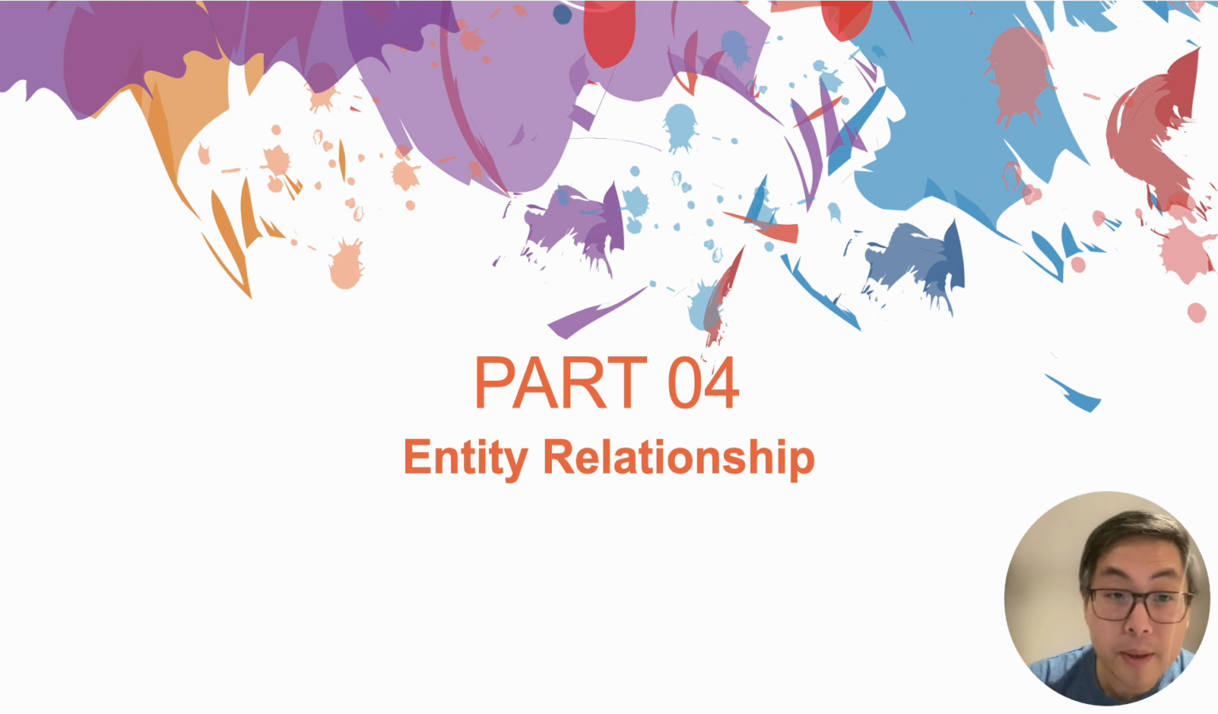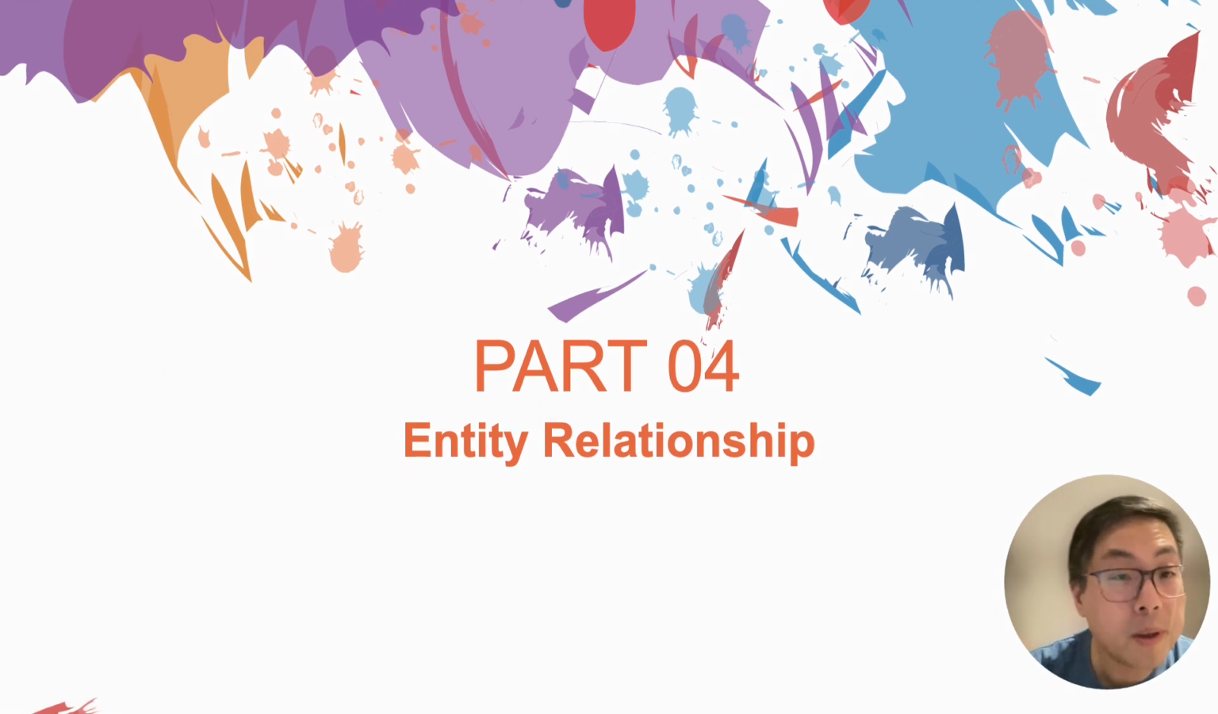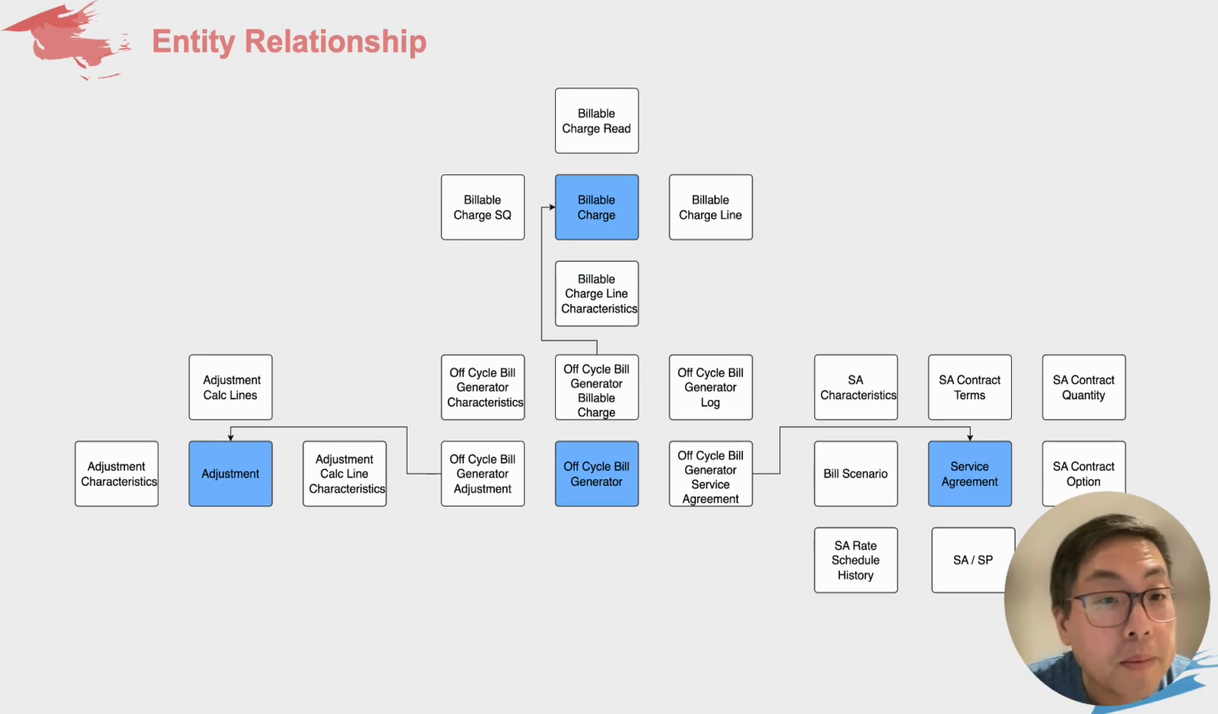Right, the last one is the entity relationship. Over here, I just put down the off-cycle bill generator, which is new. The off-cycle bill generator has a reference to the service agreement. It has a reference to the adjustment, as off-cycle generator can potentially be caused by an adjustment, and similarly, off-cycle generator can be caused by a billable charge.